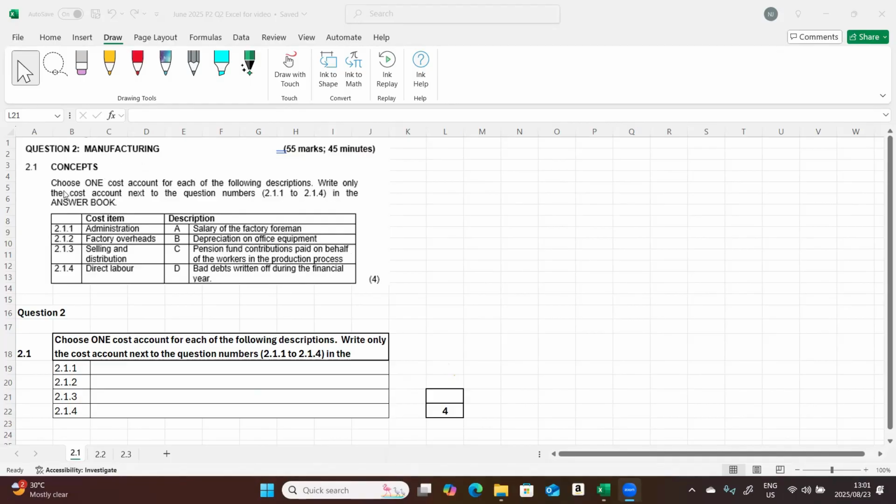So we know how this works, right? Choose one cost account for each of the following descriptions. Write only the cost account next to the question numbers 2.1.1 to 2.1.4 in the answer book. Very easy, and it's something that you can do quite fast. But you have to be focused. You don't want to lose any of the easy marks over here.